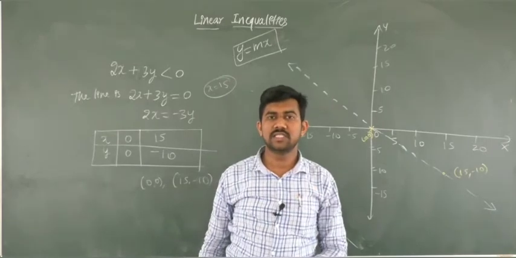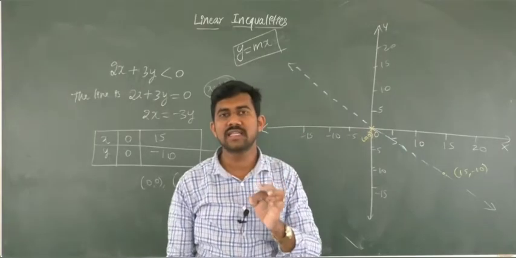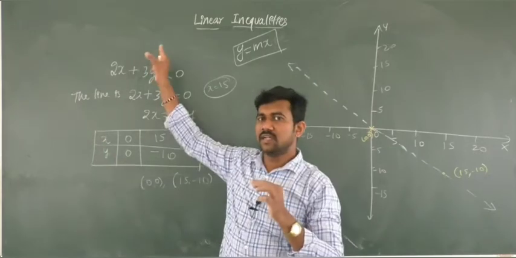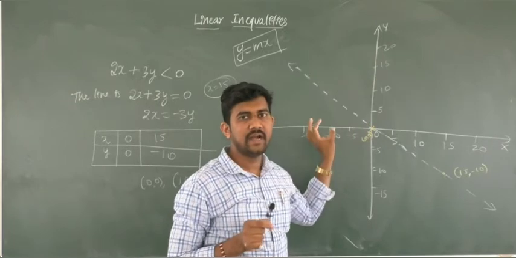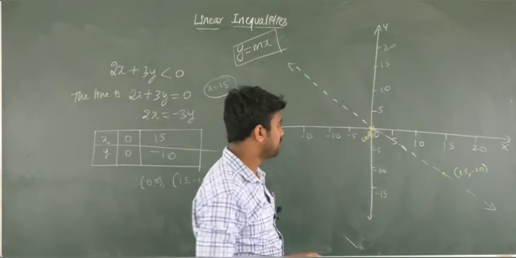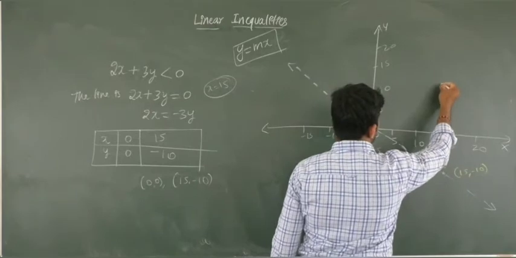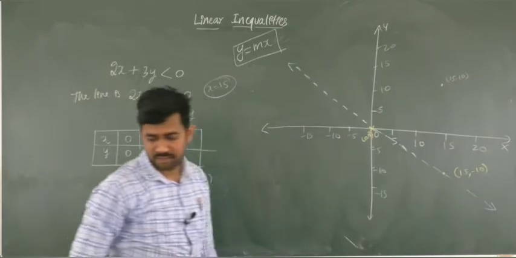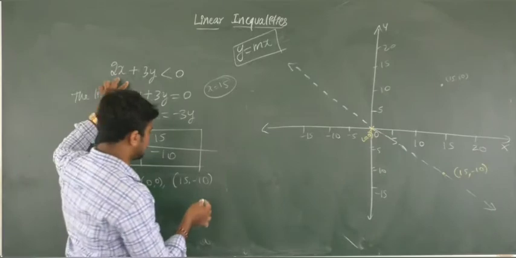Now where is the solution region? You consider any point in the plane which does not lie on the line. Don't take any point on the line to check the solution region. Just check by taking a point in any half plane, either the upper half plane or the lower half plane. I'll consider one simple point, 15, 10, just for checking. So if we substitute x is 15, y is 10, what will we get?